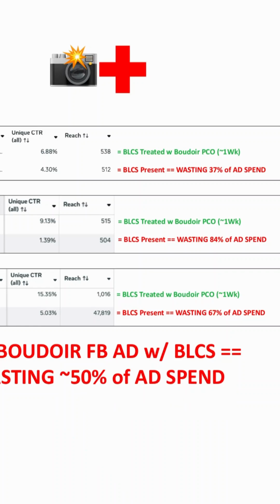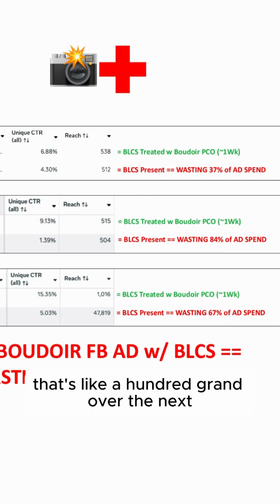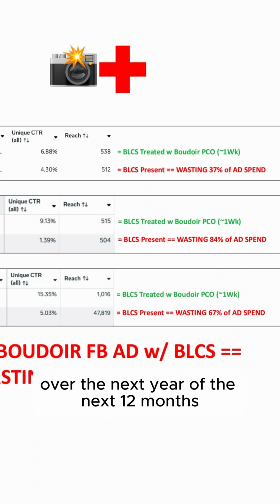So, 8,400 bucks a month back in their pocket by not having to spend it. That's like 100 grand over the next 12 months.